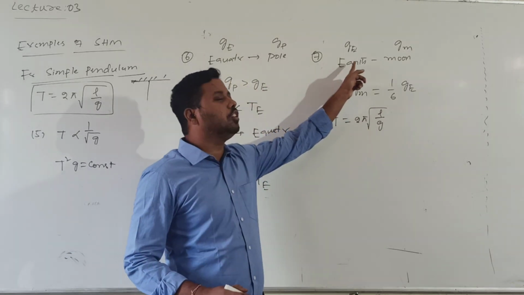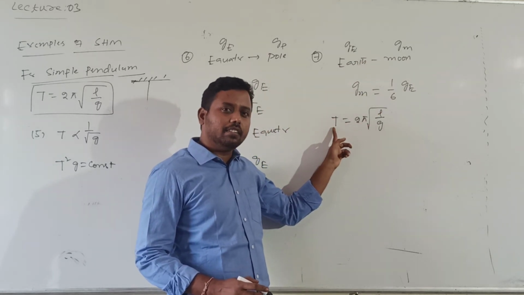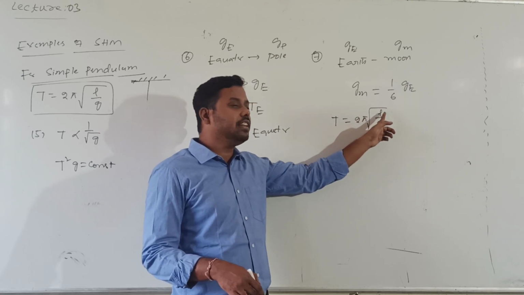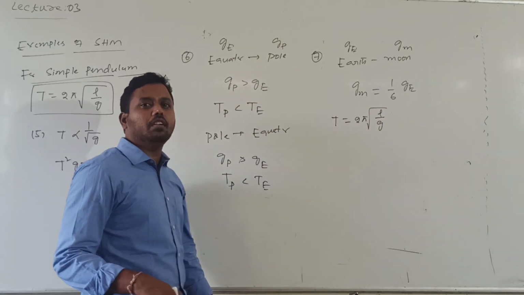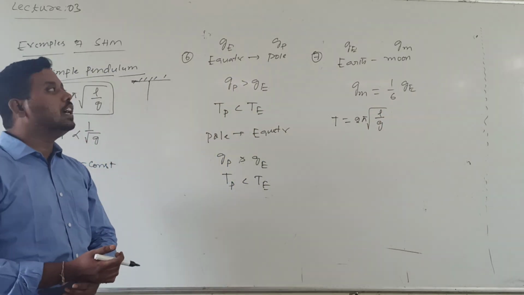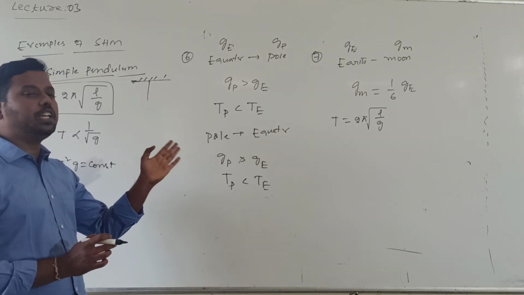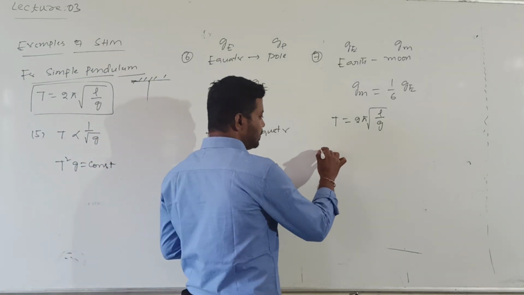When you take it from Earth to the moon, since the g value decreases, the T value will increase. To keep T the same, what do you have to do? You can decrease the value of L. By decreasing the value of L, what happens to the time period? The time period will remain constant. So from where to where you have to take it, that is important. Next one.